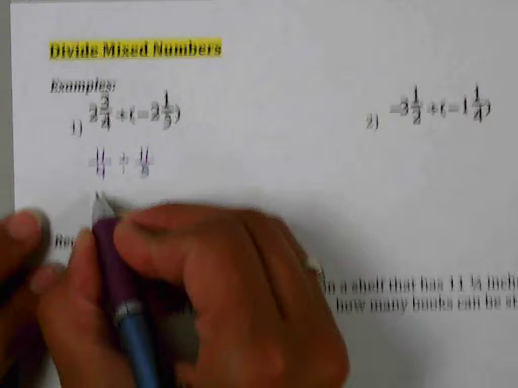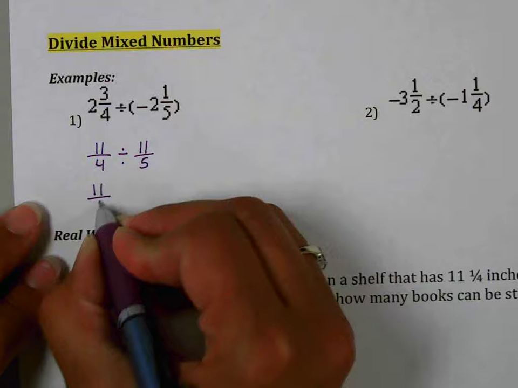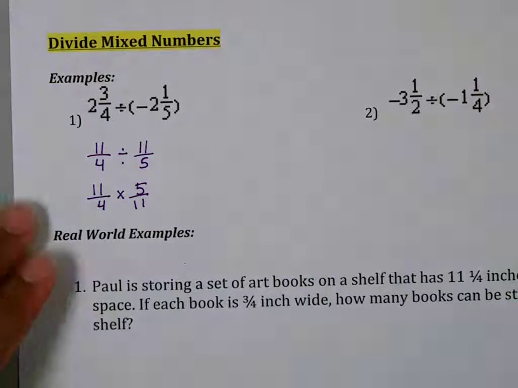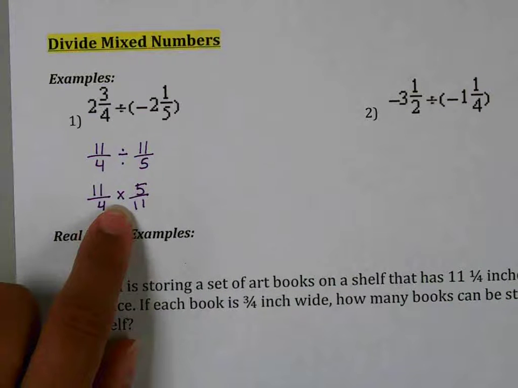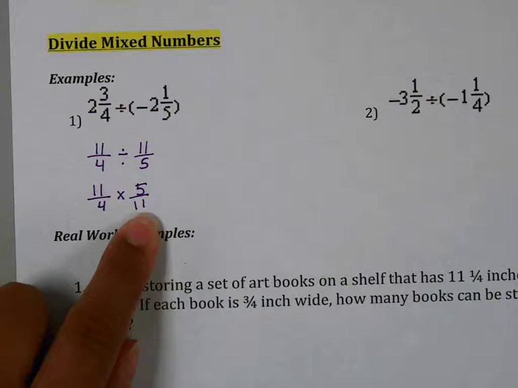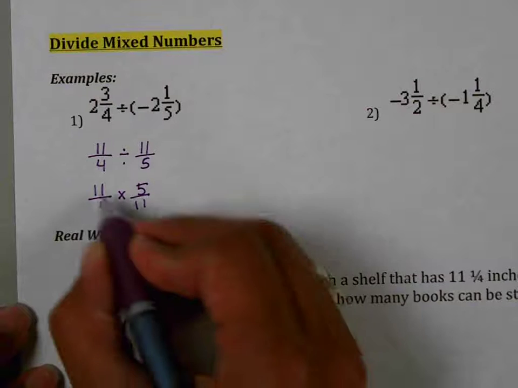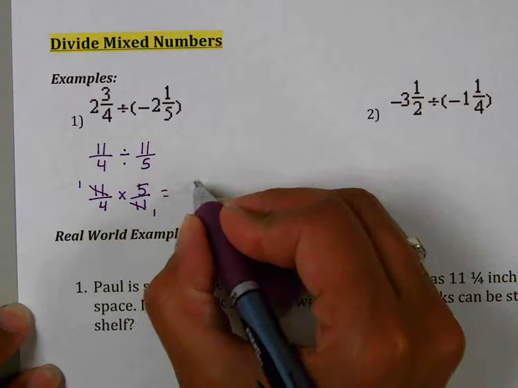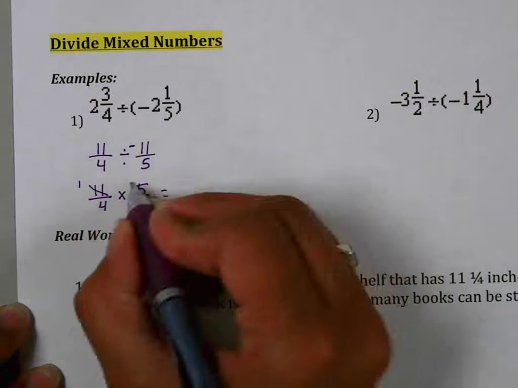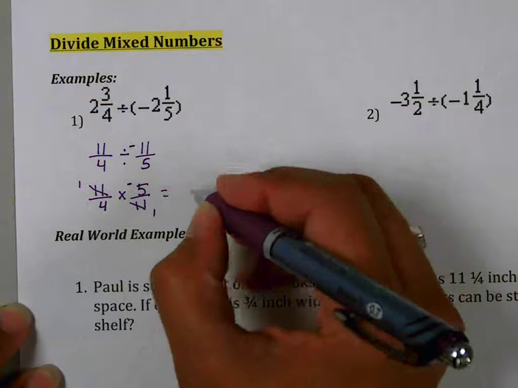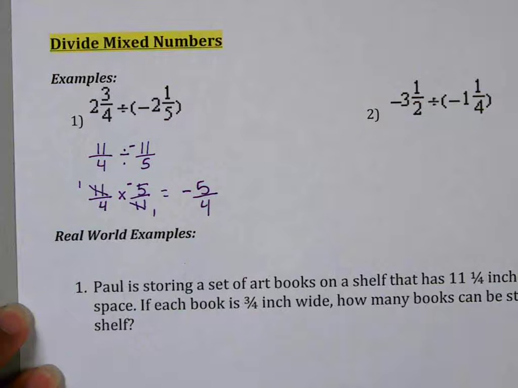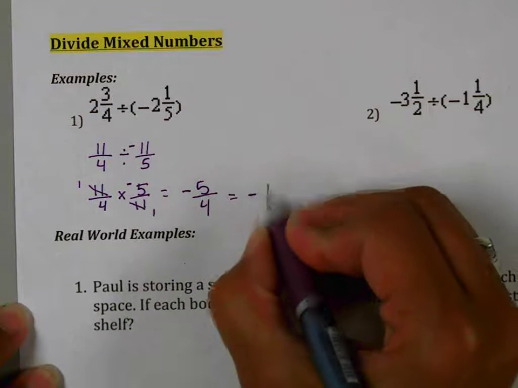Now I'm going to multiply by the reciprocal. So I kept the first number, I changed to multiplication, and I used the reciprocal for the second number. Now I'm going to reduce: 11 can go into 11 one time. And I need to remember this was a negative here, so 1 times a negative 5 is a negative 5/4, and that reduces to a negative 1 1/4.